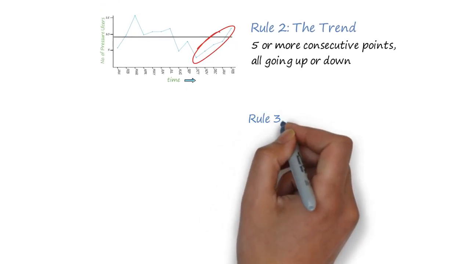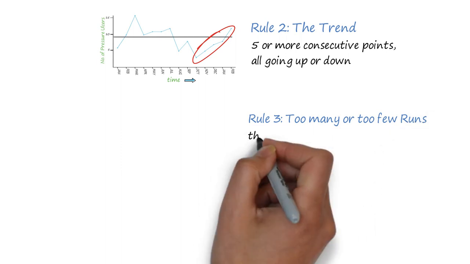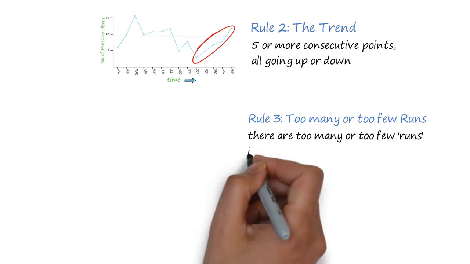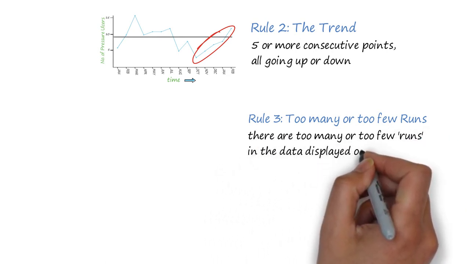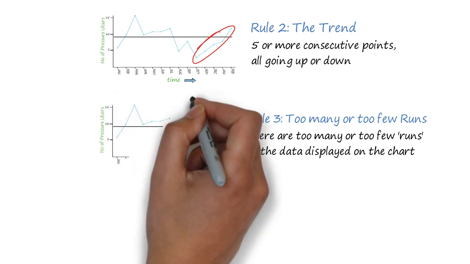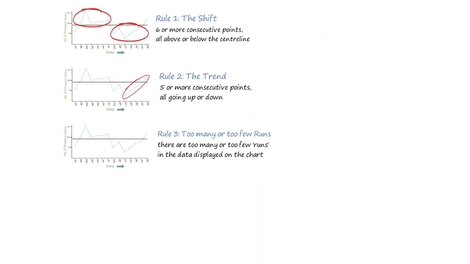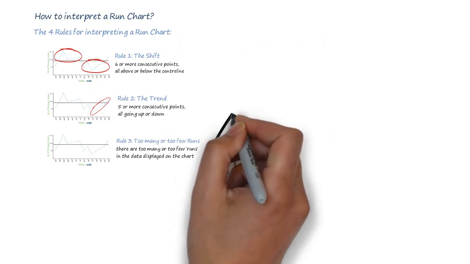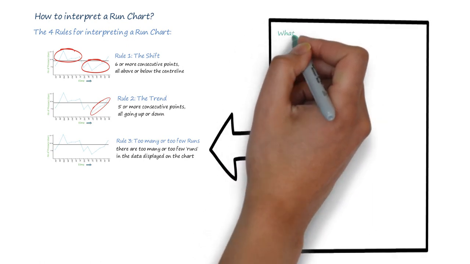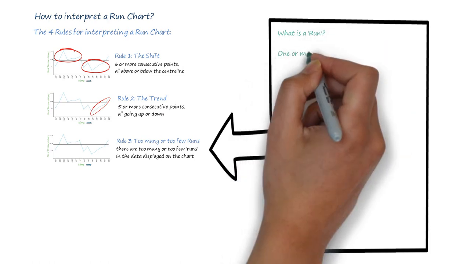In rule three, we are looking for too many or too few runs. So for this rule, we need to know how many runs are in the data displayed on our run chart. Again, we use the example of the run chart we had earlier to look at how many runs there are. But first, we need to understand what a run is. A run is one or more data points on the same side of the center line.